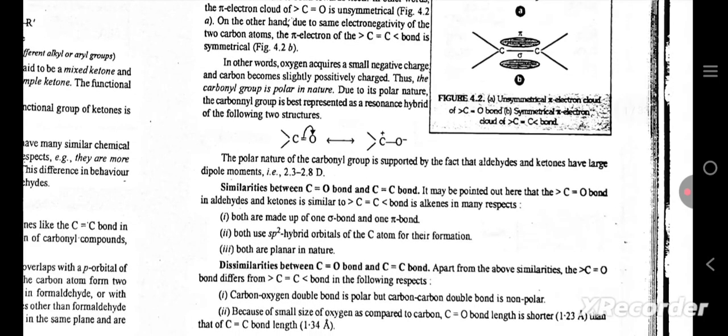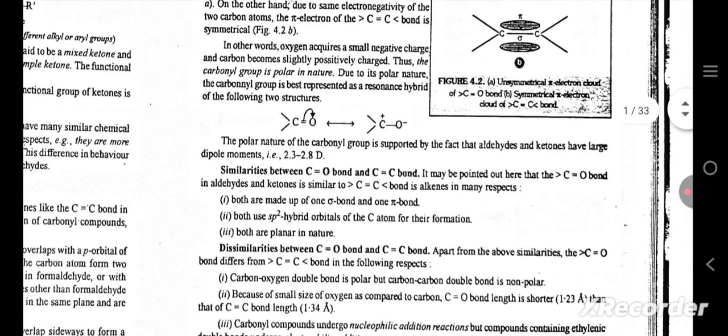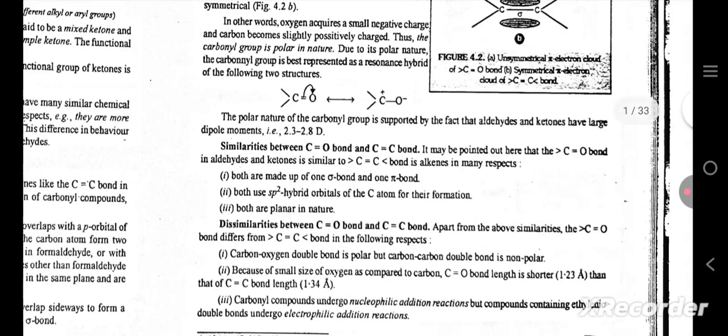On the other hand, due to same electronegativity of the two carbon atoms, the pi electron cloud of the C double bond C bond is symmetrical. In other words, oxygen acquires a small negative charge and carbon becomes slightly positively charged. Thus, the carbonyl group is polar in nature.